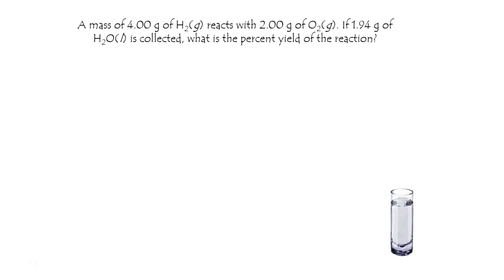A mass of 4 grams of hydrogen reacts with 2 grams of oxygen. If 1.94 grams of water is collected, what's the percent yield for the reaction? Well, we've got a bit of work to do here.